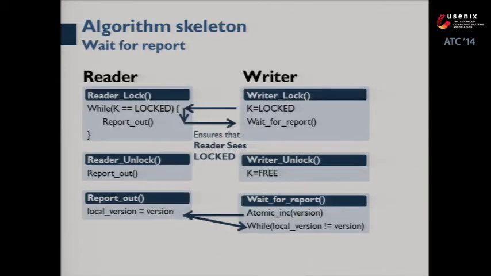Let's look at a simplified version of the code. When the writer tries to take the lock, it first sets its lock state to locked. When a reader tries to take the lock, if it sees that the writer intends to take the lock, it will report to the writer that it is out of the critical section. If the writer gathers the report from all the readers, it can be sure that all the readers are aware of its intention, and now it's safe for it to enter the critical section.